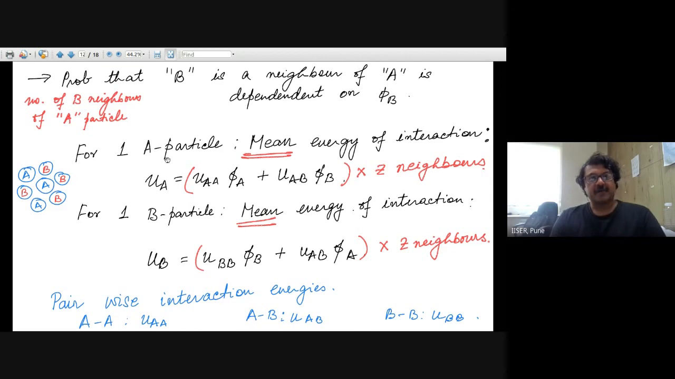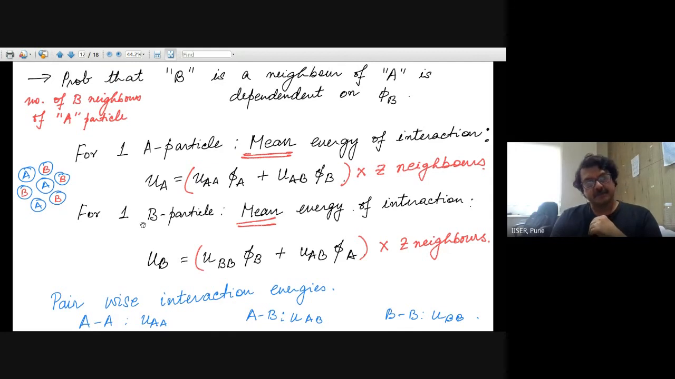So for one A particle, suppose there's an A particle, and just next to it is another A particle, then the interaction energy is UAA. So for one particle, the interaction energy will be UAA into the probability that you have an A particle as its neighbor, plus UAB, suppose A has a B neighbor, into phi B into Z neighbors. Because if you multiply, you get the number of A particles and number of B particles.